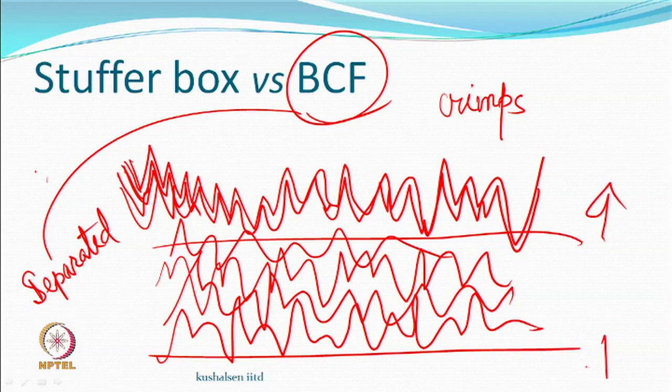The bulk increases. So, compared to the stuffer box, the bulk of a BCF is much higher, because individual filaments have been treated individually. And so, that is an interesting part of it. Therefore, the technology becomes important.